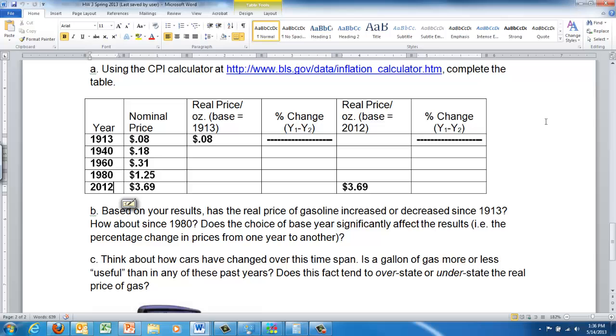That's percent change. Learn it, live it, love it. It'll be very useful, both in this course and in your life in general.